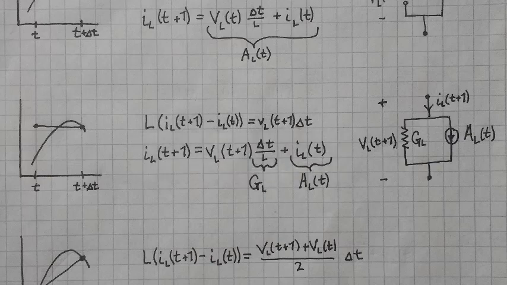Using this equation, we can create the circuit on the right with IL of t plus 1 flowing into the circuit, IL of t being the amperage source for the circuit, and VL of t plus 1 being the voltage over the circuit. As the Euler backward approximation does put the circuit in terms of V of L of t plus 1, here we have V of L of t plus 1 expressed over an equivalent resistance for the circuit.